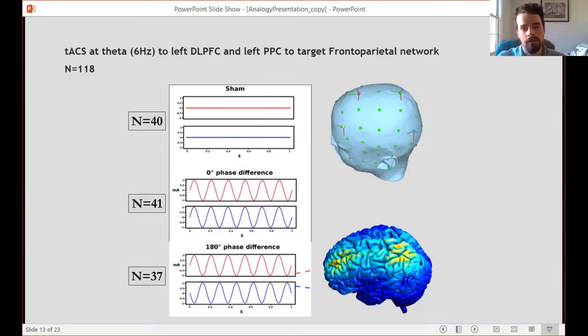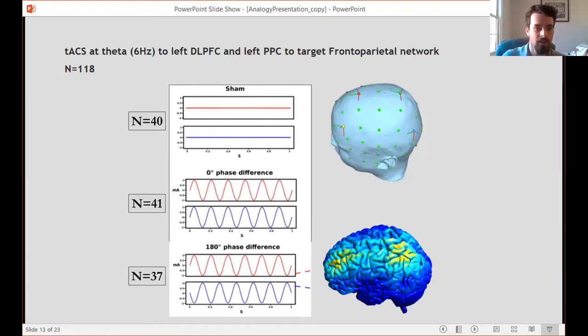And so the prior theory and evidence suggests that synchronizing these cortical oscillations within the frontoparietal network at this theta frequency can enhance working memory performance, but also the idea is to increase connectivity and synchronization within this network to get these brain regions talking to each other and synchronize their oscillations.